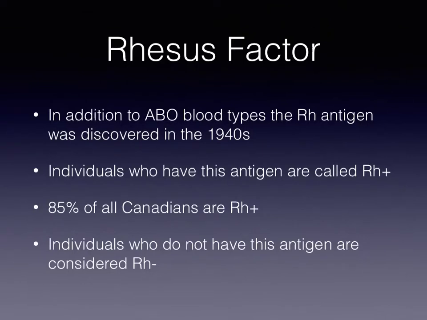The Rh factor. So we have 4 basic blood types, but we also have the Rh factor. In addition to the ABO blood types, the Rh antigen was discovered in the 1940s. Individuals who have this antigen are called Rh positive. 85% of all Canadians are Rh positive. Individuals who do not have this antigen are considered Rh negative.